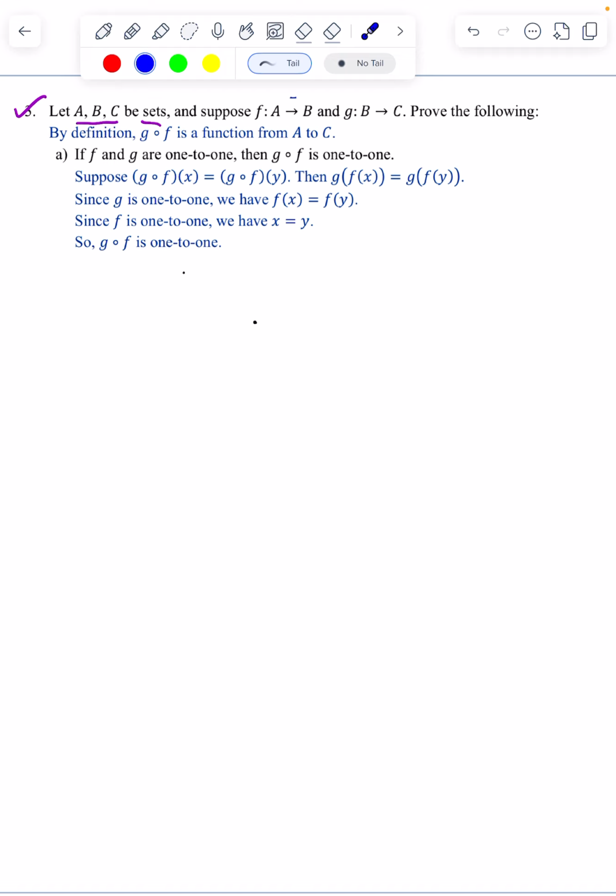Before that, from the given two functions, we can say that g circle f is a well-defined function. Why? Because the codomain of f is B and the domain of g is B, so it is a subset of the domain. That's why g circle f is a defined function. So we can write the domain and codomain of g circle f: the domain of f is A and the codomain of g is C.